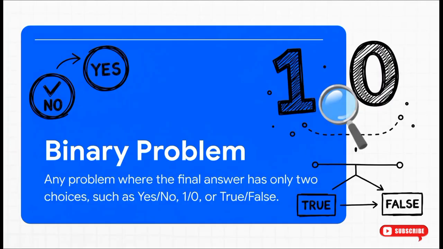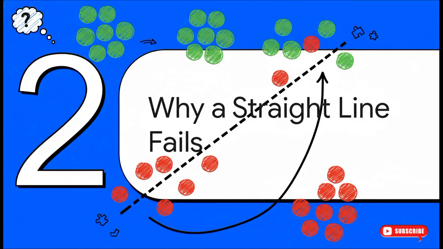Now, the technical term for this is a binary problem, and binary is just a fancy word that means two parts. The answer can only be one of two things. There's no gray area. It's either a yes or a no, a 1 or a 0, true or false. That's it. Now, you might be thinking, okay, this sounds pretty straightforward. Can't we just, I don't know, draw a line to separate the yeses from the nos? And that is a great thought. But as it turns out, that leads us to a really interesting problem.